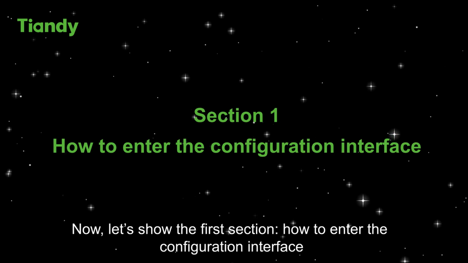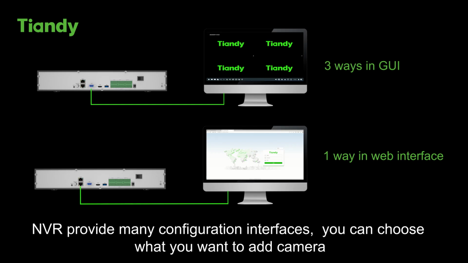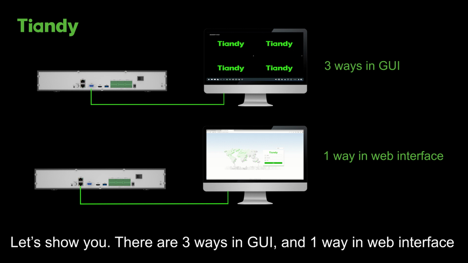Now let's show section 1, how to enter the configuration interface. NVR provides many configuration interfaces. You can choose what you want to add camera. Let's show you. There are 3 ways in GUI and 1 way in web interface.